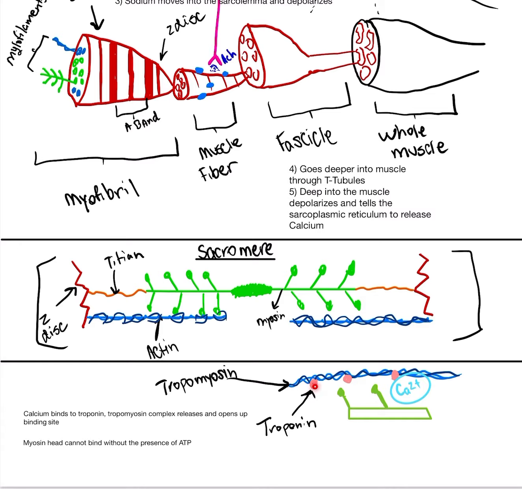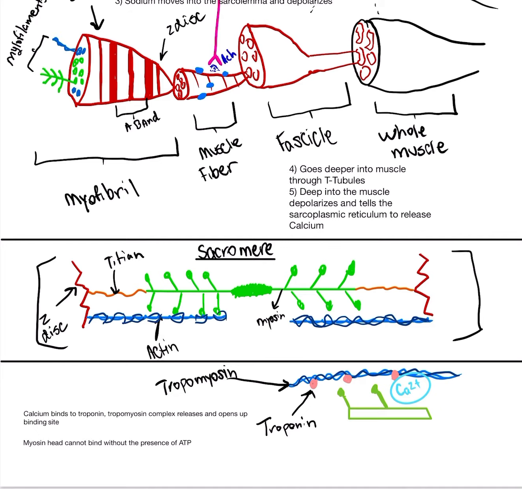Okay, so down here now, we have the tropomyosin complex, then we have troponin. Troponin acts like a key lock: until the complex is gone, the myosin head cannot bind. But with the presence of calcium, that's the whole point of the neuromuscular junction, it binds to troponin. Once it binds to troponin, the tropomyosin complex releases and opens up this binding site right here, which allows the myosin heads to bind.